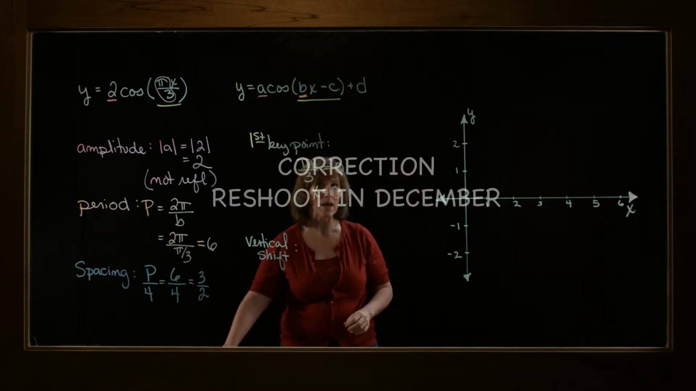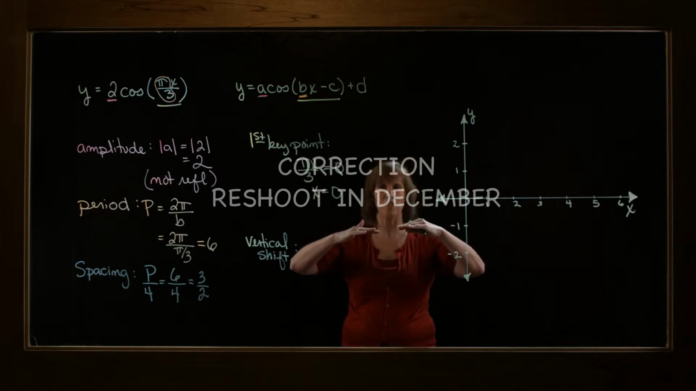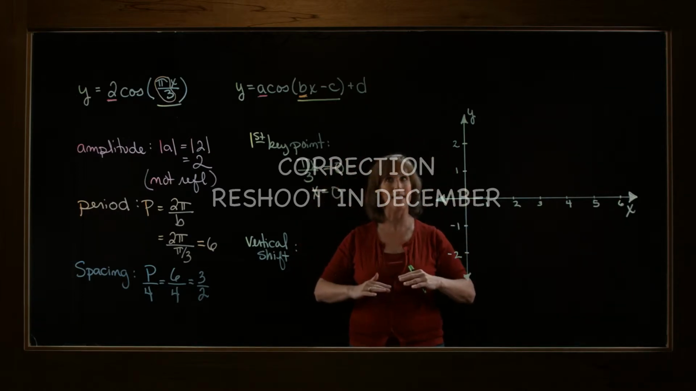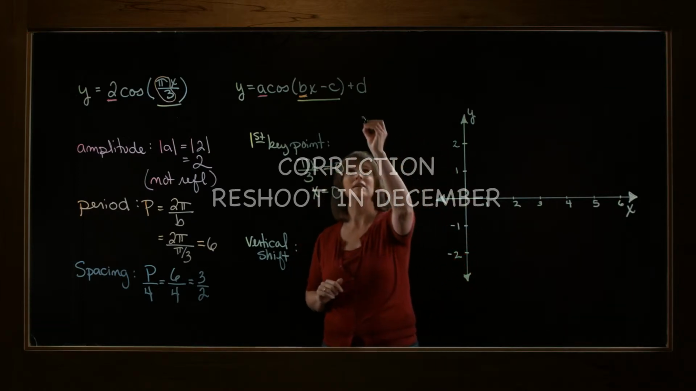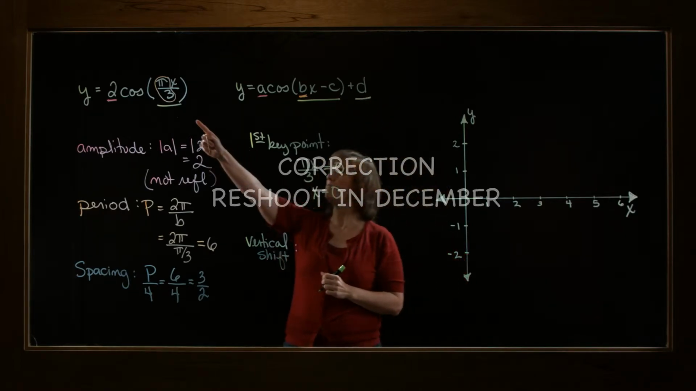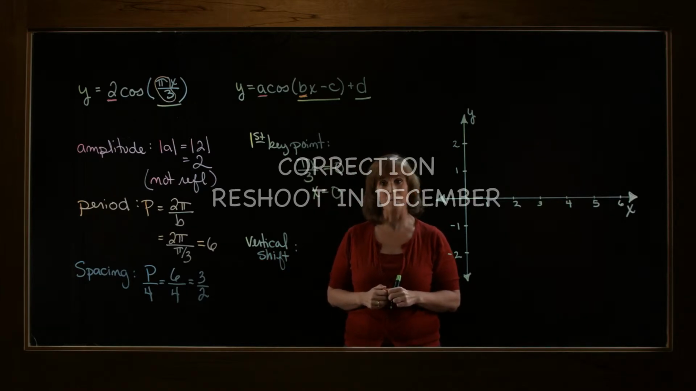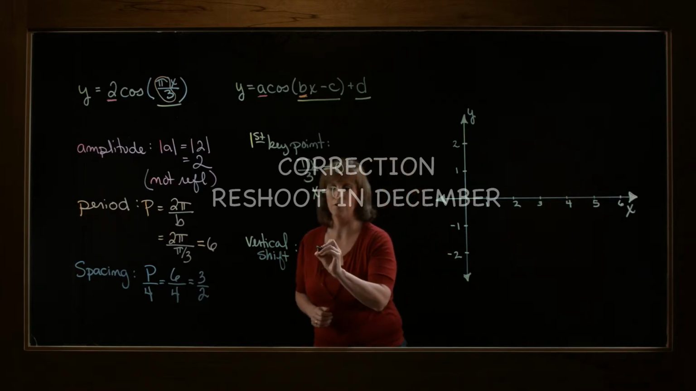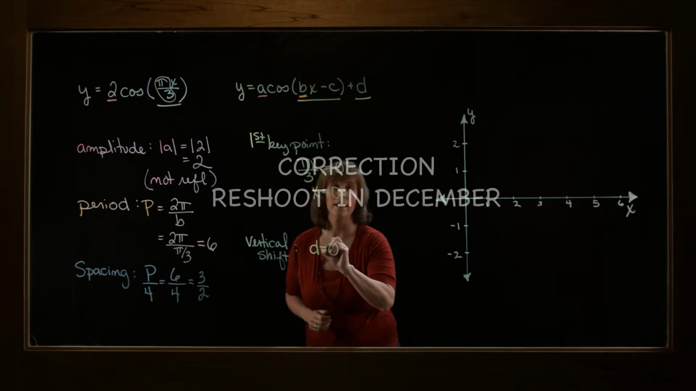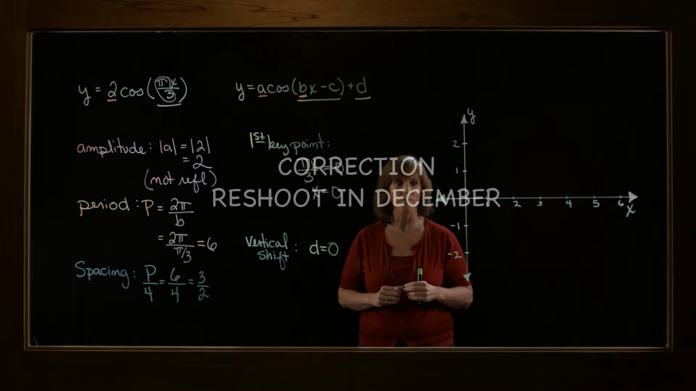Okay, the last thing I want to consider is a vertical shift. Am I going to take the entire function and shift it either up or down? That's determined by this value d. Now, if you notice, in my equation, there's no d value written. Think of it as being plus 0. So the vertical shift is 0, and I'm not going to shift this thing up or down at all.